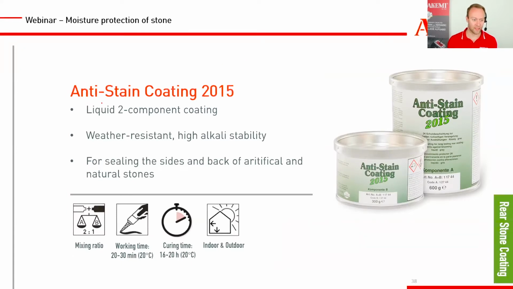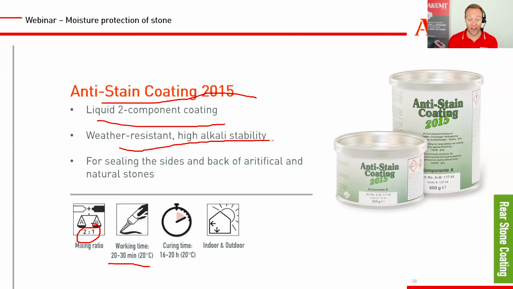And this is our anti-stain coating. This is a 2-component polymer coating. It has a mixing ratio of 2:1, and you have a very good working time of 20-30 minutes. So you have enough time, when you mix a good amount, to treat a few stones. It's absolutely weather resistant. It has a high alkali stability, which is important.